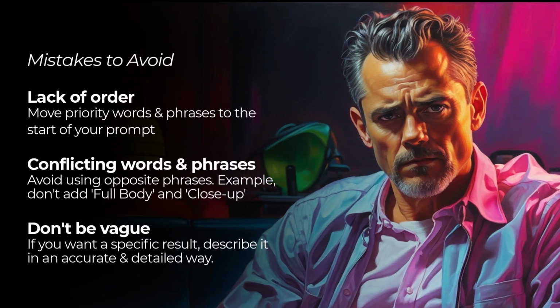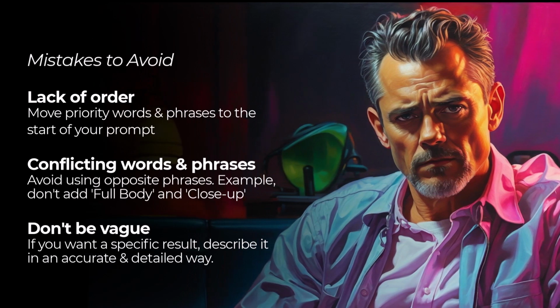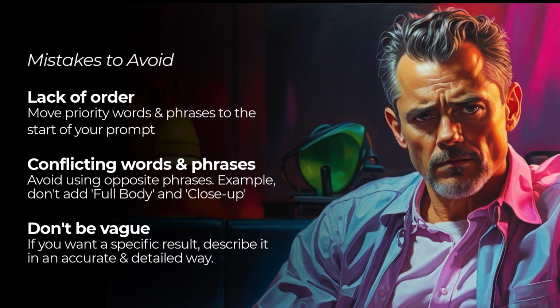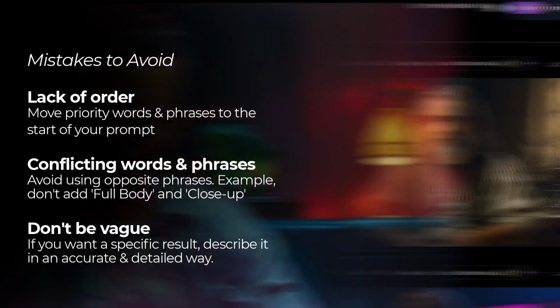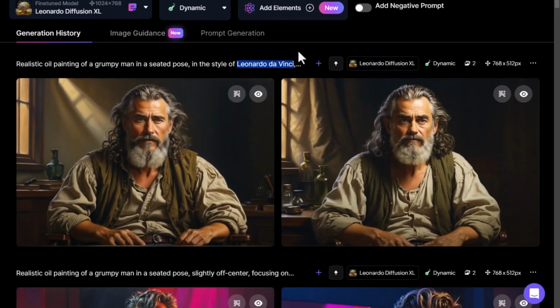Also, don't be too vague, although you can sort of leave it up to Leonardo.AI to be a bit more creative. But if you're looking for a very specific result, be as accurate and detailed in your description as you can be. Now, I also have some tips and hacks. One is to use an artist's name in your prompt if you really find an artist with a particular style that you want to mimic.